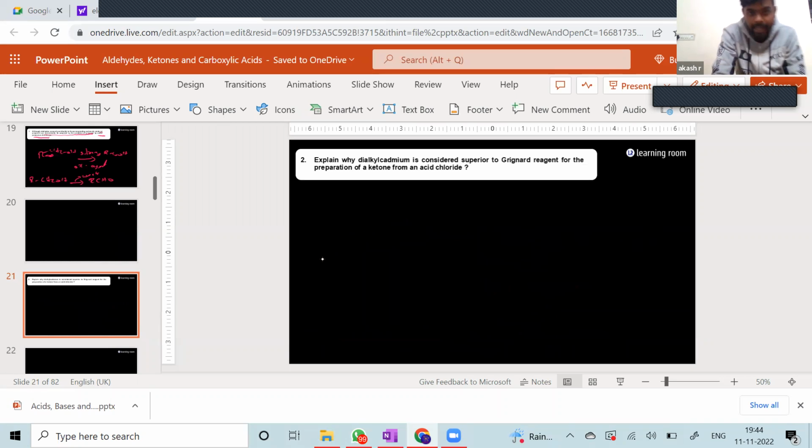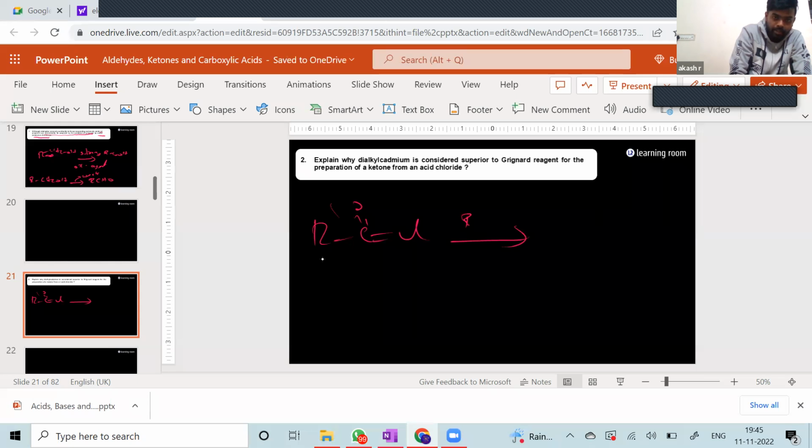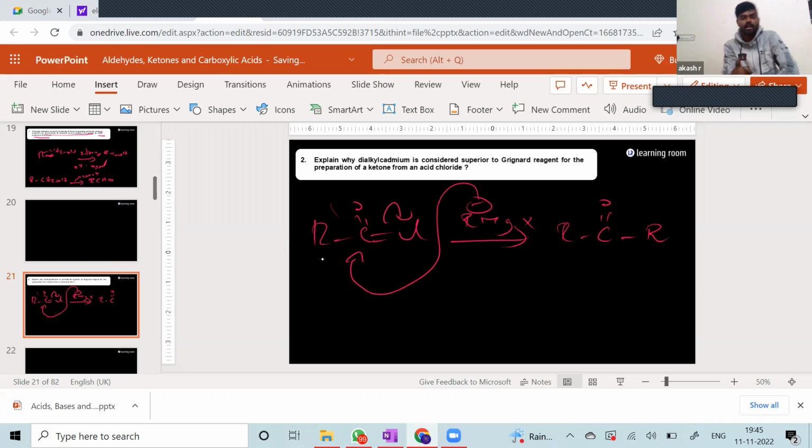Explain why dialkyl cadmium is considered superior to the Grignard reagent for the preparation of ketone from acid chloride. So what reaction are we talking about? We are talking about RCOCl reacting with RMgX. Now what is going to happen? This R minus is going to come and attack here, and this Cl minus leaves, right? So you are going to have RC double bond O R. This is how the reaction happens if you use Grignard reagent.